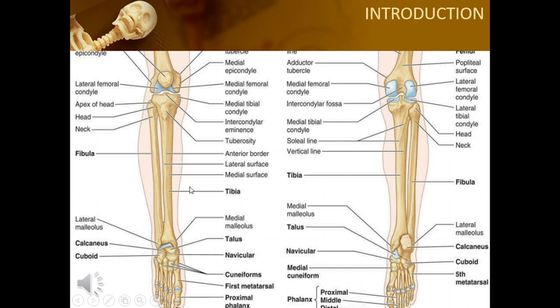So, talking about the bones of leg, tibia and fibula make the two bones of leg, and tibia is the second largest bone of the body, lying anteromedial to fibula. This is the main bone involved in the knee joint and also in the ankle joint, and largely this is the bone responsible for weight transmission from femur up to the foot.